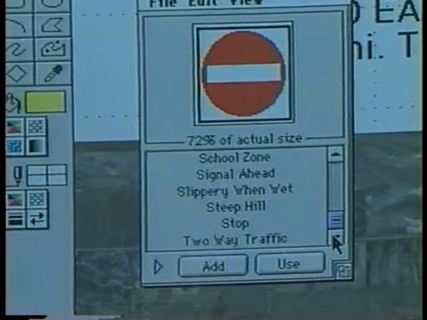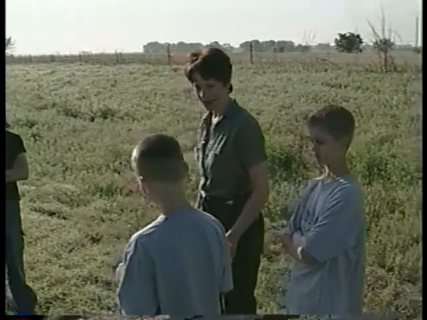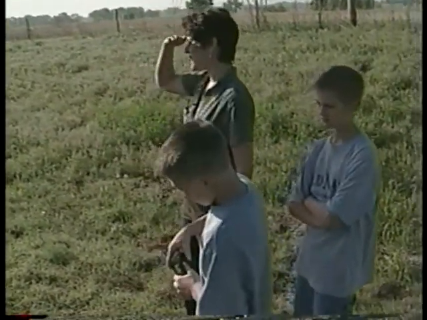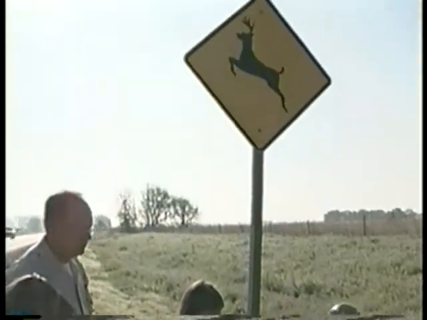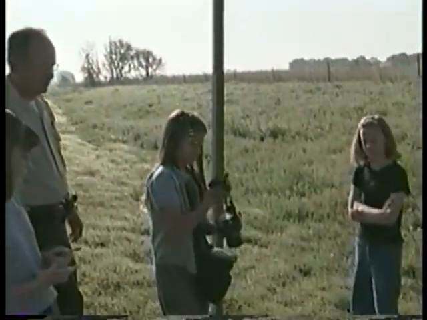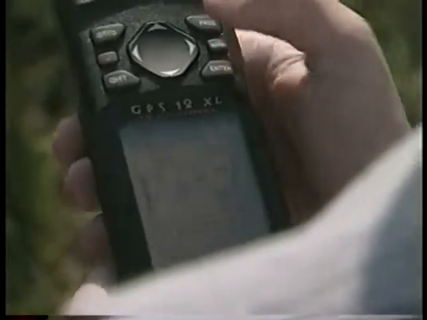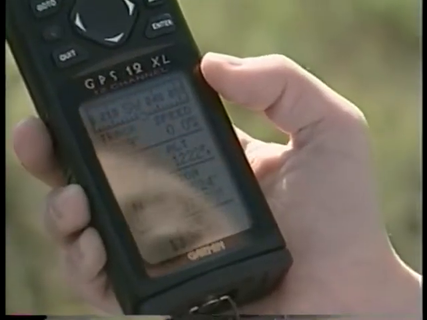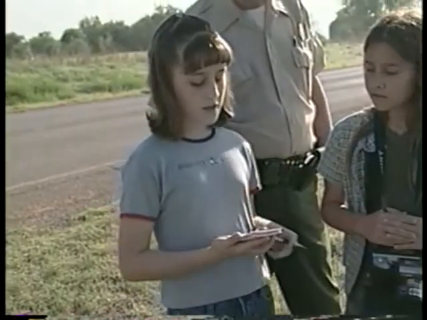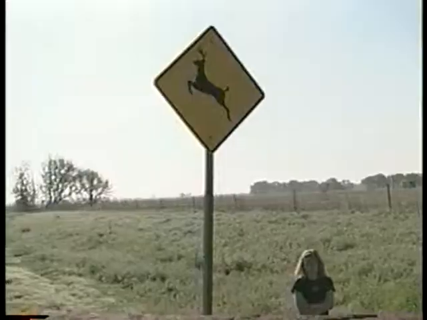Dylan, will you use the GPS unit and find our location? And Jerica, why don't you take a digital picture of the sign and on both sides of the road for the sign? Jopi, will you write down the location? Okay. North at 36.27524.